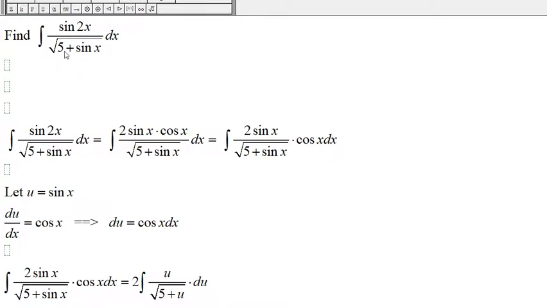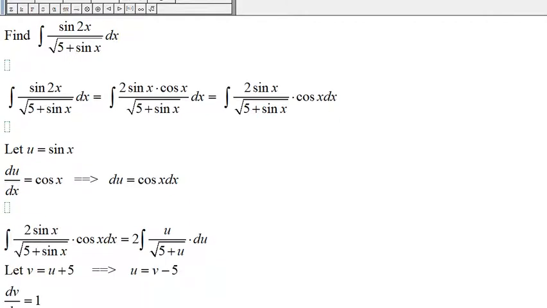If we want to find the integral of sine of 2x divided by the square root of 5 plus sine of x. Recall from trigonometric identities, sine of 2x is 2 sine of x times cosine of x. Now let's move the cosine of x and place it right next to the dx.